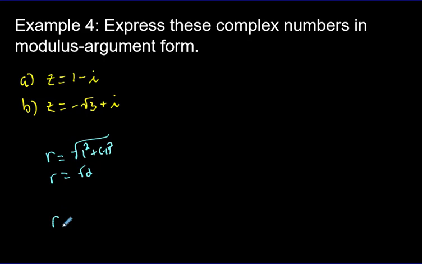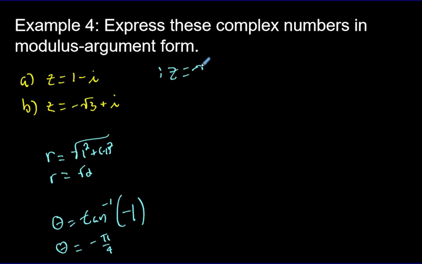And then we know that theta, our argument, is going to be the tan inverse of this guy over this guy. So that's just going to be negative 1, right? And the tan inverse of negative 1 is negative pi over 4, right? So now I can write this complex number. I can say z is equal to root 2 CIS, the shorthand way, negative pi over 4. If you want to write it out the long way, it's cosine of negative pi over 4, i sine of negative pi over 4, you can do it that way too.